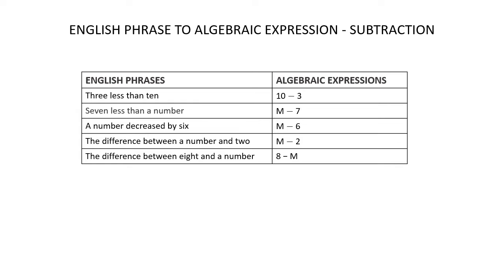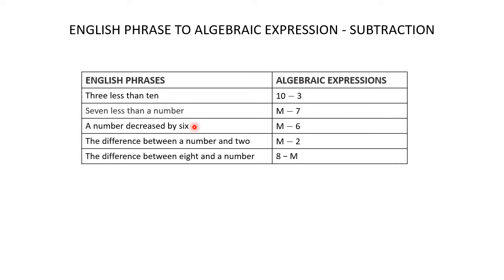Now let's look at this English phrase. 7 less than a number. Let the number be m. So 7 less than a number means you have to subtract 7 from m. So it will be m minus 7. You're subtracting 7 from m.